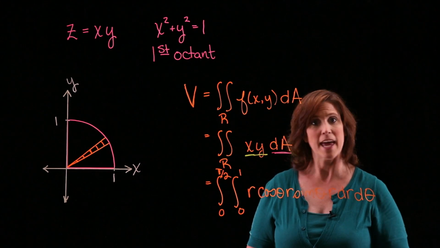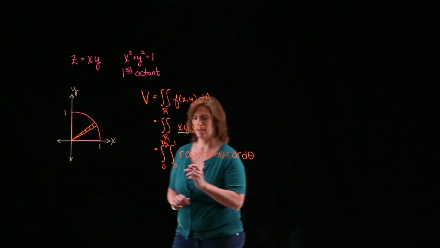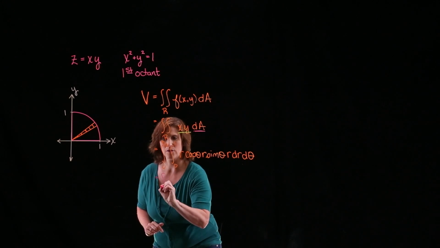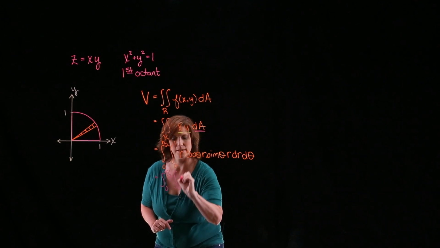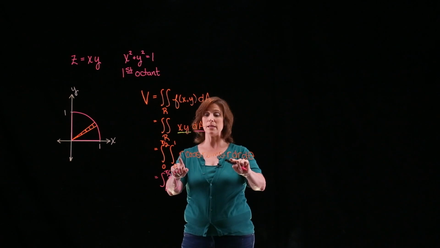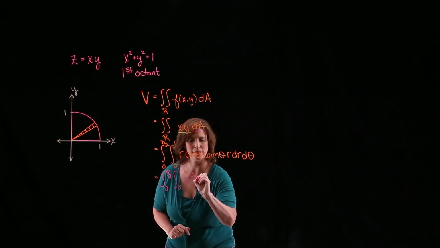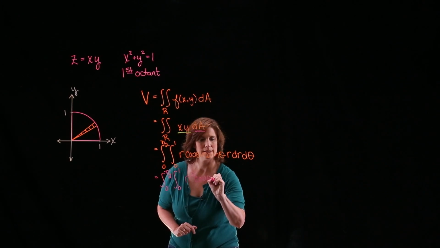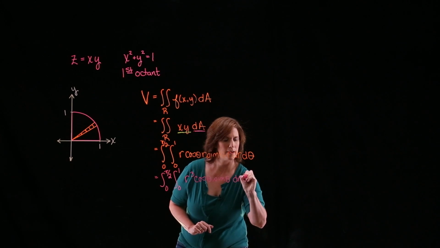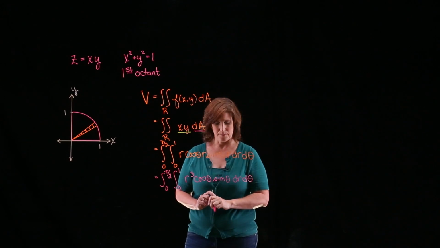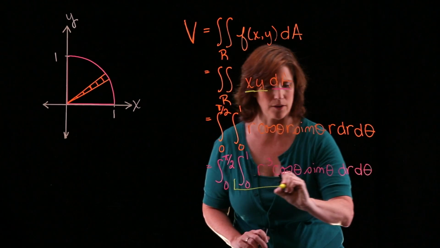I think I'm going to do a little simplification before I dive into the integration though. So let's see what I have. The integral from 0 to pi over 2, integral 0 to 1. This piece can be simplified into r cubed cosine theta sine theta dr d theta. Okay, so now I'm going to work on that inside integral first.